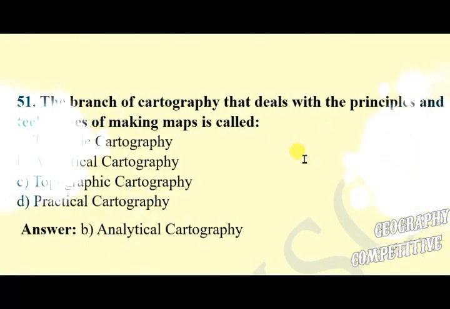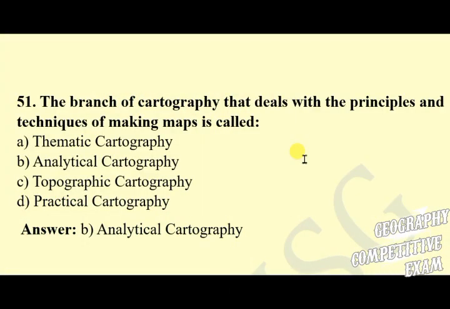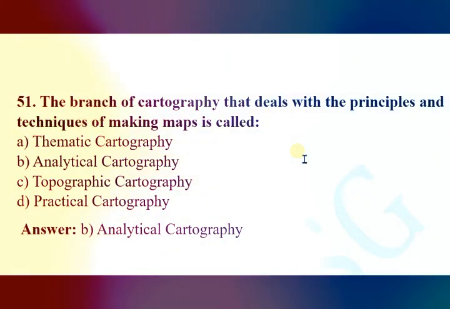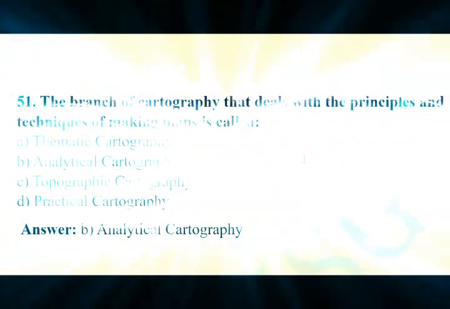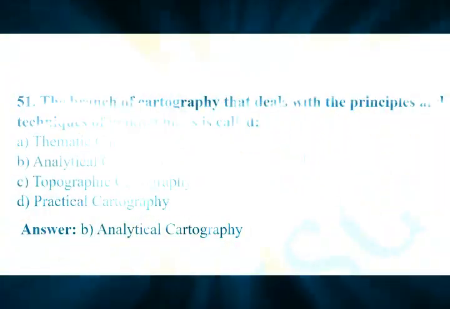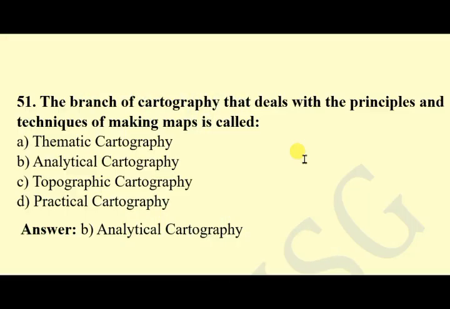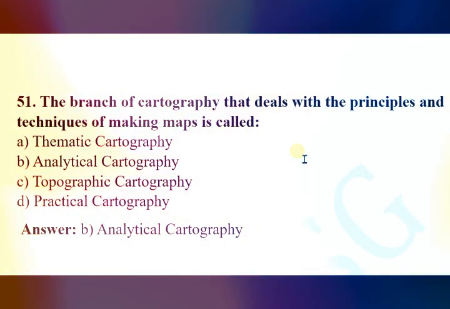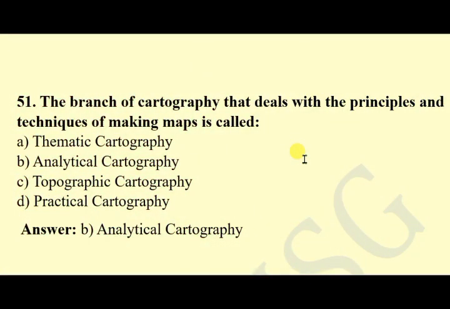Question number 51. The branch of cartography that deals with the principles and techniques of making maps is called thematic cartography, analytical cartography, topographic cartography and practical cartography. Here the right answer will be analytical cartography, meaning the branch of cartography that deals with the principles and techniques of making maps is called analytical cartography.